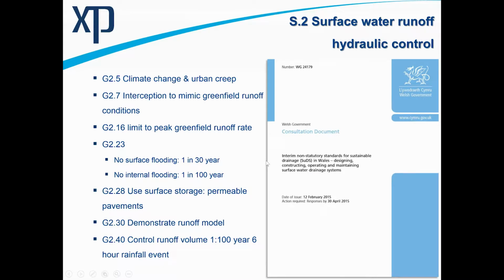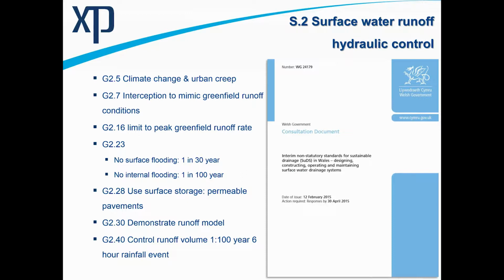Reminding those that were on the webinar last time, the Welsh Government have produced an excellent consultation document that closes on the 30th of April. It's an interim, non-statutory standard for sustainable drainage systems throughout Wales on how to design, construct, operate and maintain surface water drainage systems. They've taken all of those SuDS philosophies and introduced them into this one standard. It's about a 76, 80-page document, very comprehensive, and I'm impressed.